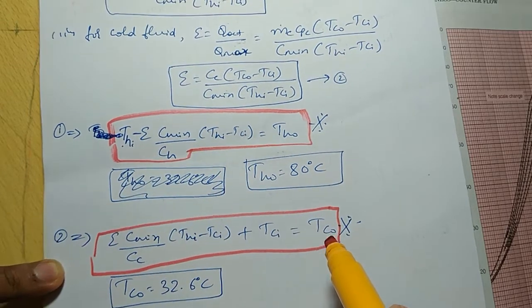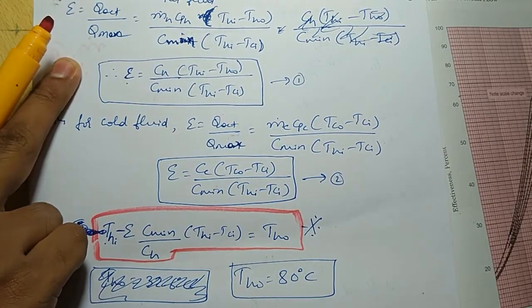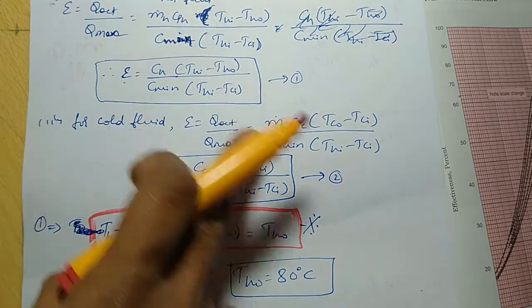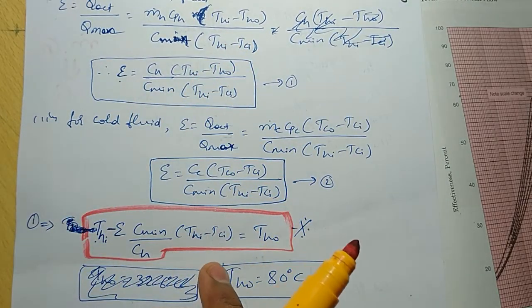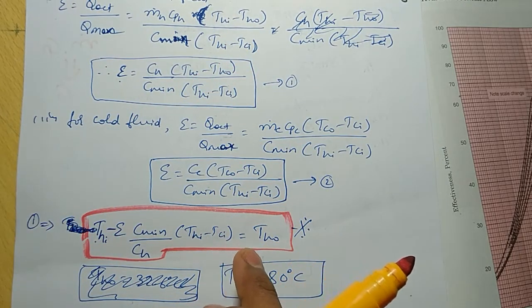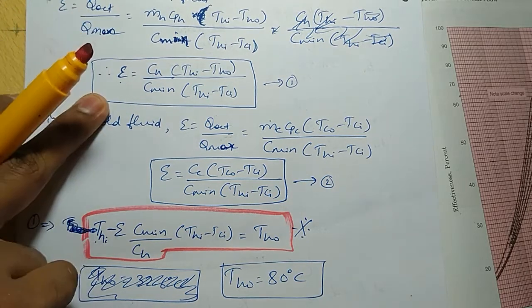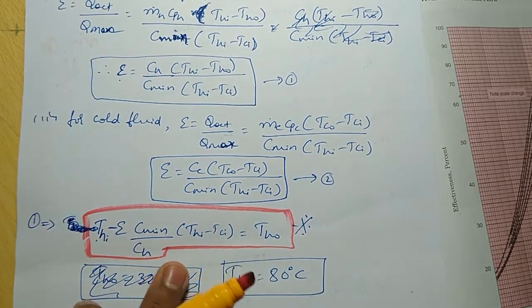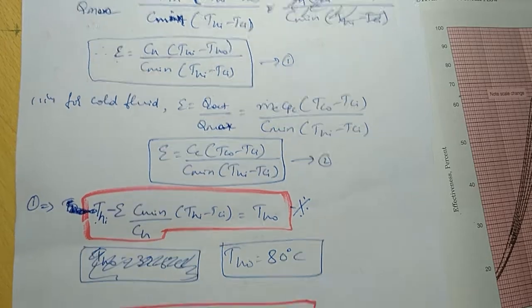This TH naught and TC naught equation is obtained from Q actual divided by Q max. Whether you write this equation or memorize it, in most cases when you memorize it, you may write it wrong. So always write these two steps to get TH naught and TC naught. This is the procedure to find out TH naught and TC naught.